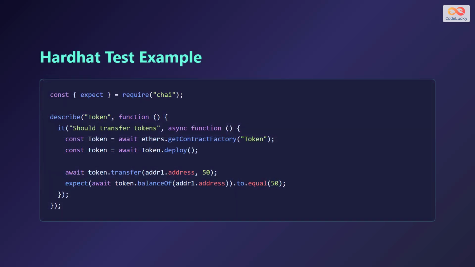Here's a practical example of a Hardhat test. We start by importing the expect function from Chai, which is a popular assertion library. Then we create a describe block to group our tests for the token contract. Inside, we define an it block that describes what we're testing, token transfers. The test first deploys the contract using ethers.getContractFactory, then calls the transfer function to send 50 tokens to address 1. Finally, we use expect to verify that the balance of address 1 equals 50 tokens. This pattern of arrange, act, and assert makes tests clear and maintainable.